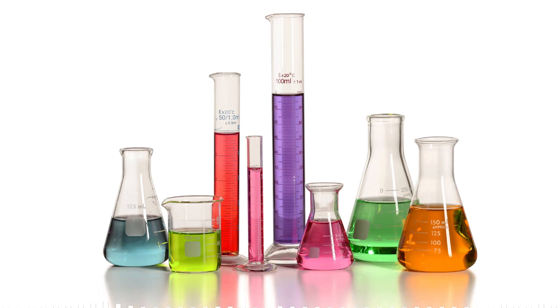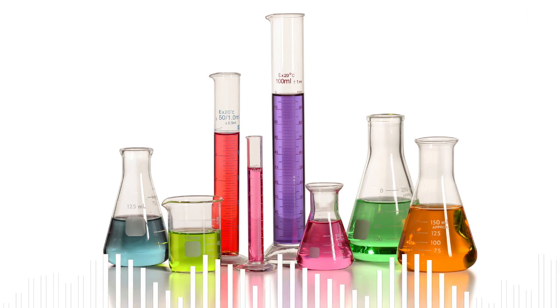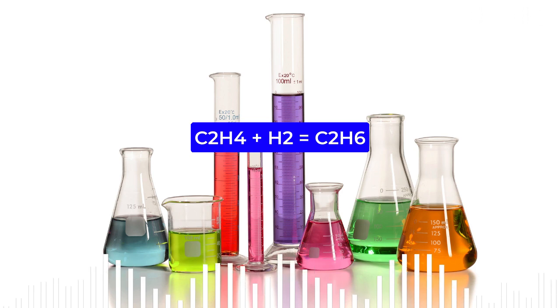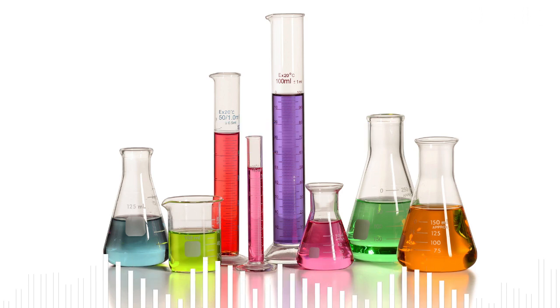Step 4. It is enough to look at the formulas of these two substances to get the answer. Due to the presence of a double bond in the molecule, ethylene can add 2 more hydrogen atoms. That is, it is necessary to carry out a hydrogenation reaction. C2H4 plus H2 equals C2H6. This reaction proceeds at elevated temperature and pressure, using nickel catalysts.